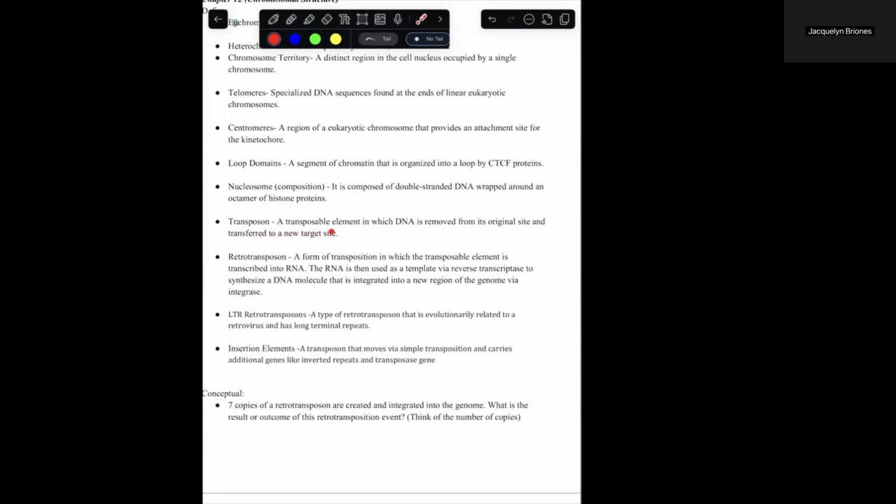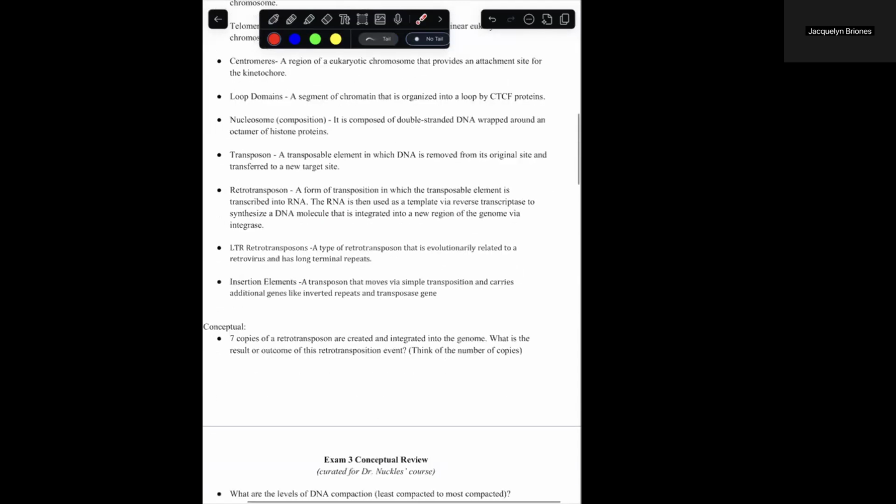Transposon is a transposable element in which DNA is removed from its original site and transferred to a new target site. Retrotransposition is a form of transposition in which a transposable element is transcribed into RNA, and then RNA is used as a template with reverse transcriptase to synthesize a DNA molecule that is integrated into a new region of the genome via integrase.